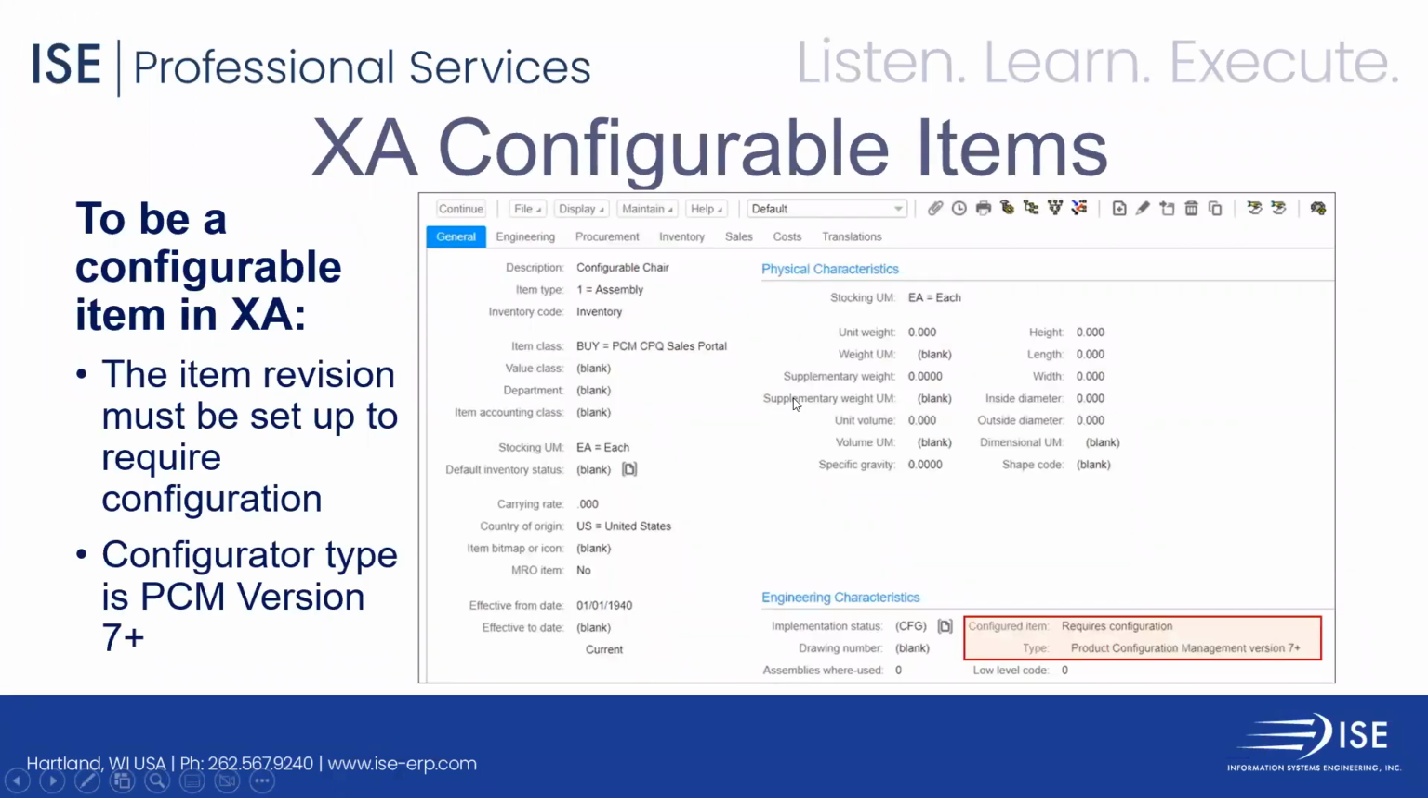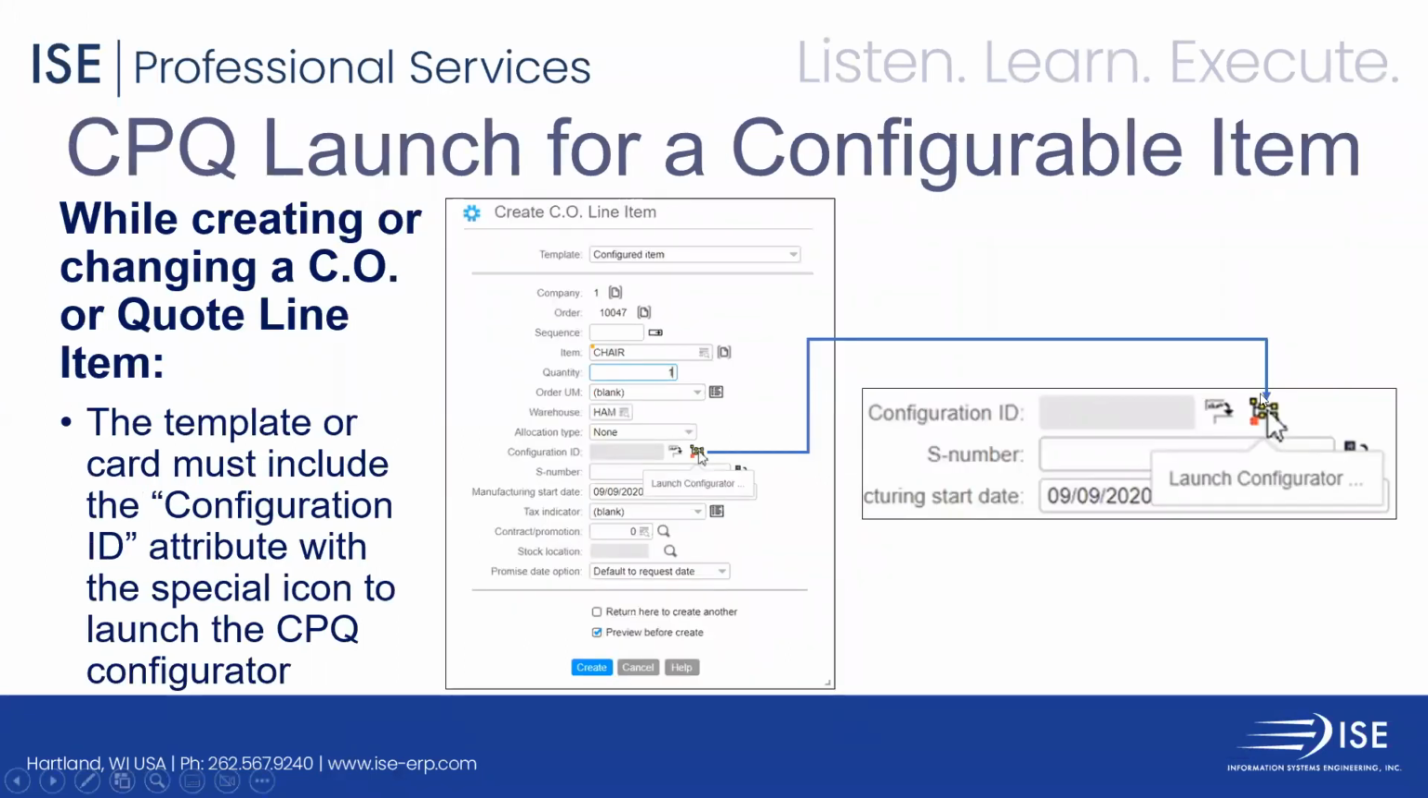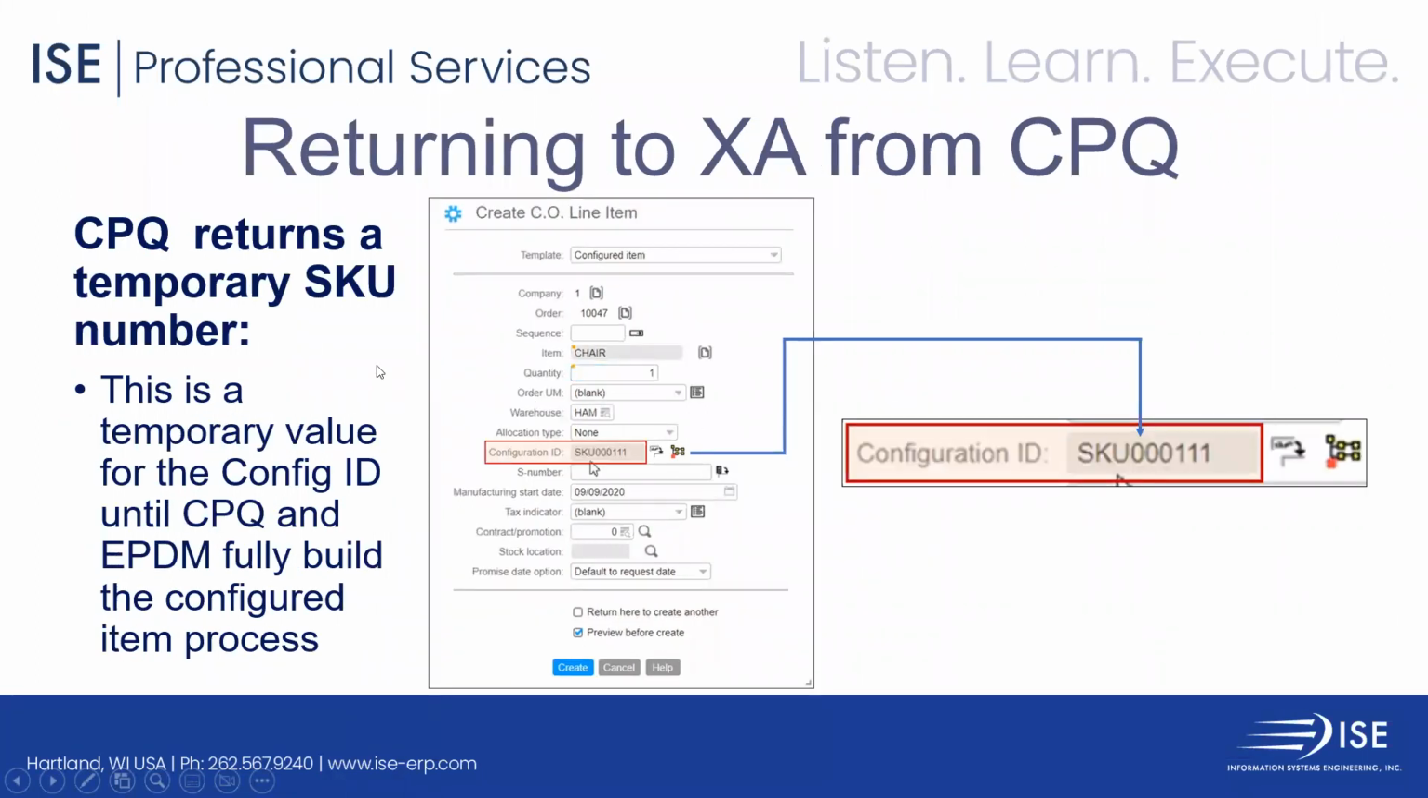Okay, so I've already mentioned what it takes to be a configurable item in XA. I mentioned launching a configurable item. Now here's a little closer. So when it returns from CPQ, you have this temporary SKU number. So you've been through your configuration session and you have your 2D or 3D, you have all your visual augmentation, visual enhancement, all that stuff has taken place.